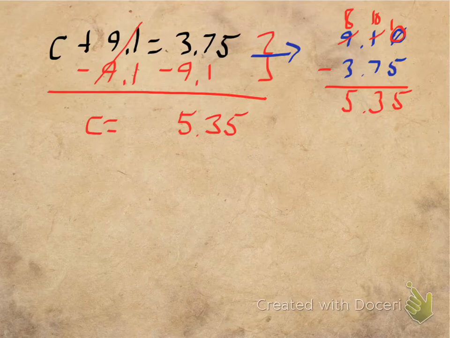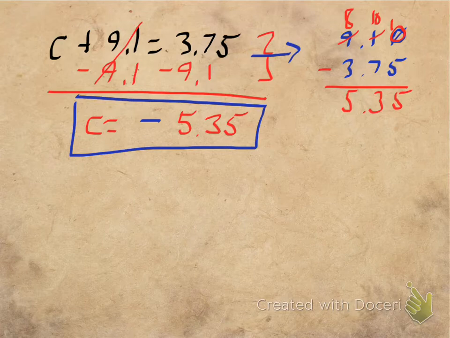Well, the third commandment says, thou shalt keep the sign of the larger value. And in this case, the larger value is the negative, so the answer is going to be a negative 5.35. Again, the algebra here, where we subtracted 9.1 from both sides, is nothing new. All that we're really having to be careful of in this lesson is we need to be much more careful with our arithmetic, both with positive and negative numbers, and also with lining up decimals.